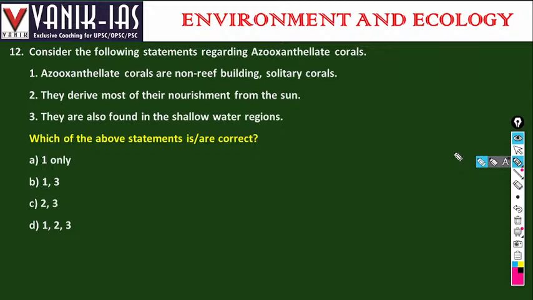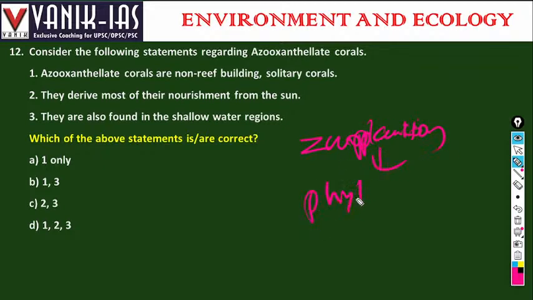They derive most of their nourishment from zooxanthellae corals. Some are zooxanthellae corals and some are azooxanthellae corals. These are zooplankton, so they cannot derive food from the sun. They are generally dependent on phytoplanktons.